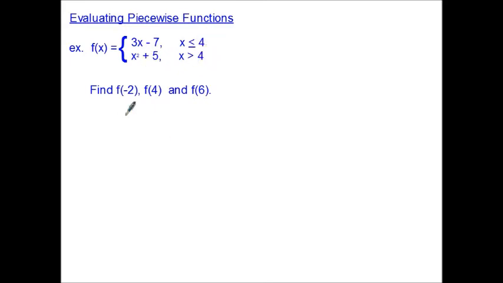So if you have to evaluate the function at various points, well, for f of negative 2, you just look at the inequalities and decide where negative 2 falls. Well, negative 2, of course, is less than 4, so we're going to use the corresponding part of the function. So you'd plug the negative 2 into that top half because that's the inequality that corresponds to that particular x value, and then you just work that out. So we get negative 6 minus 7 gives us negative 13.